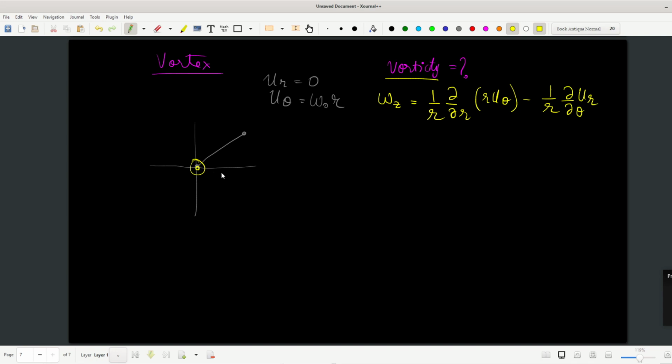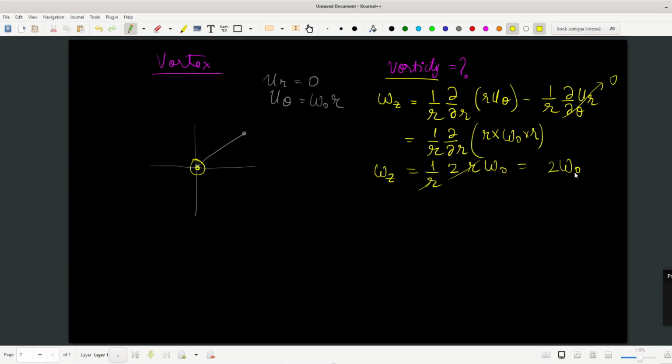Z direction points towards us. So let us substitute the values. So what is this going to be? This is 1 by r del r of r times u_theta, which is omega naught times r, and this other term is itself 0. So what is this? 1 by r, and this is r square. So del r of r square is 2r, and this omega naught remains. So r cancels out, and you get twice omega naught. Okay. So the vorticity in this kind of flow is twice omega naught.